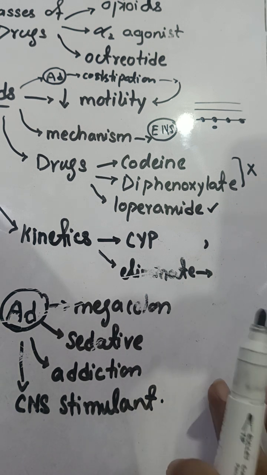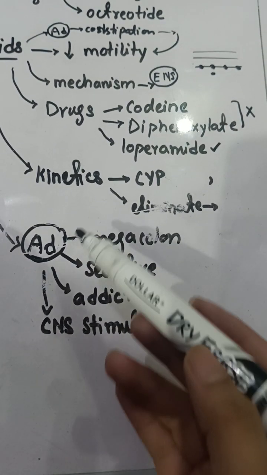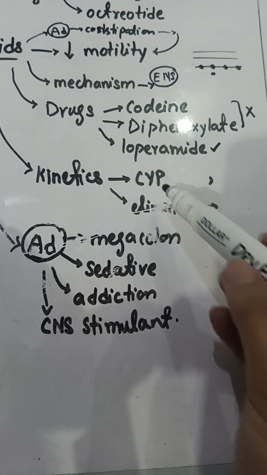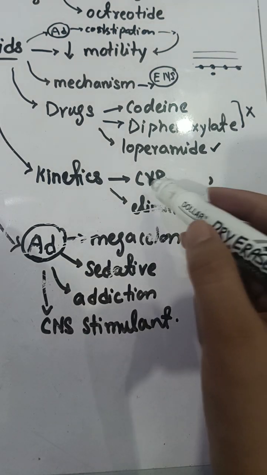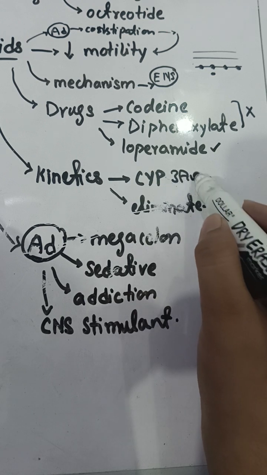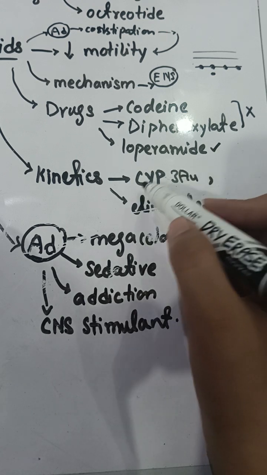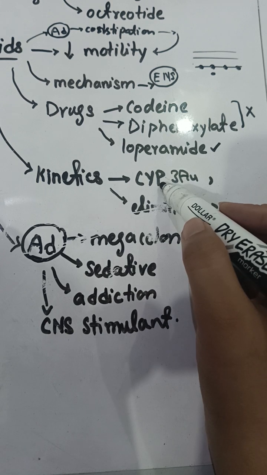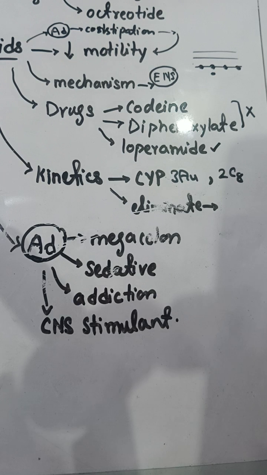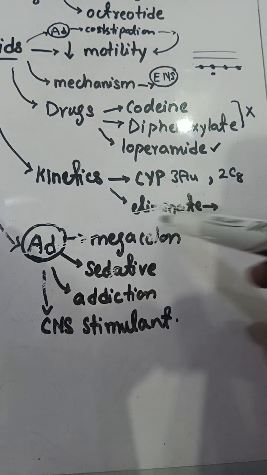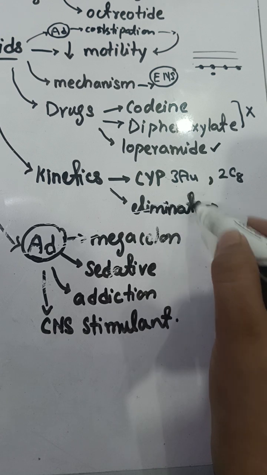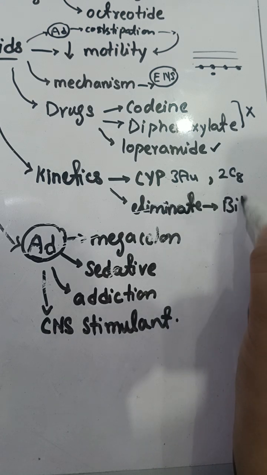Okay, now let's discuss their kinetics, meaning the pharmacokinetics of these drugs. How are they metabolized? They are metabolized by the enzyme cytochrome P450 3A4, and the second enzyme is cytochrome P2C8. So these two enzymes will metabolize it, and lastly, the elimination of these drugs occurs by the liver.